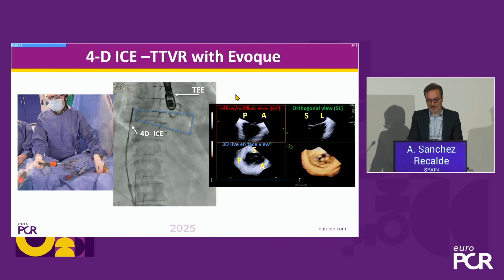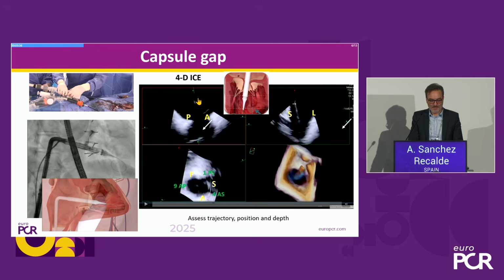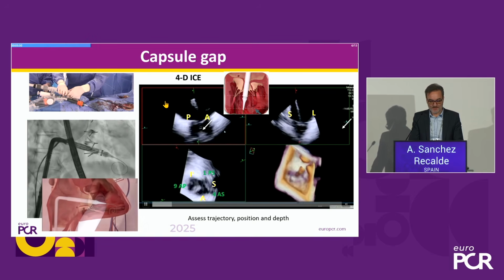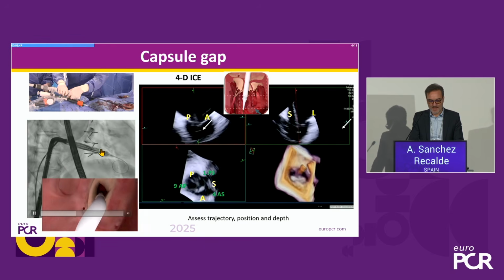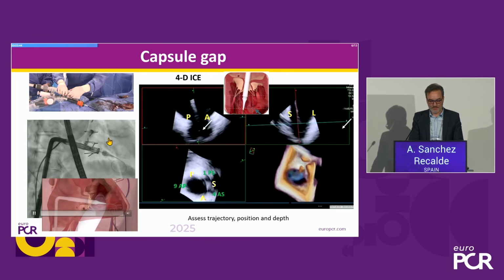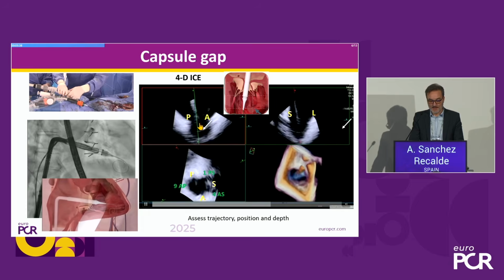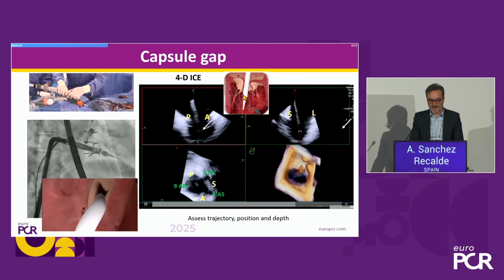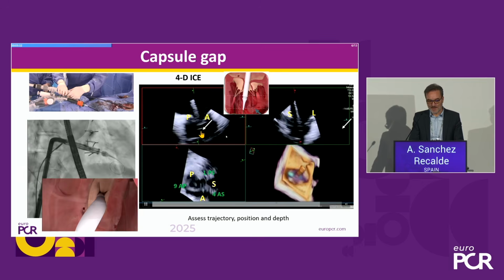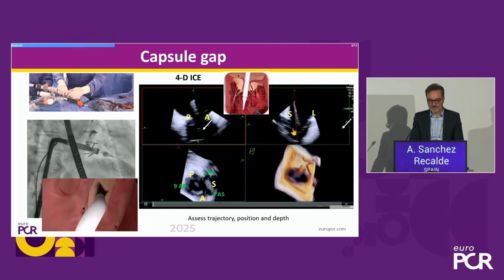Given that, we used ICE as the main imaging modality to guide the procedure. This is the same view that Sergio showed us. After crossing, this is the EVOQUE prosthesis. After crossing the tricuspid annulus with the delivery system, and aligning it coaxially to the annulus plane, we created a capsule gap, retracting the delivery capsule. The capsule gap is seen as a white marker on ICE.